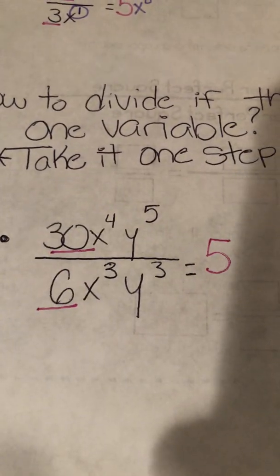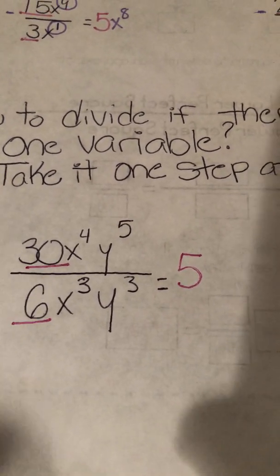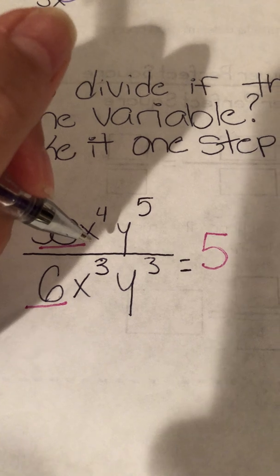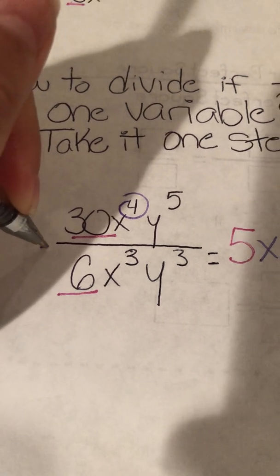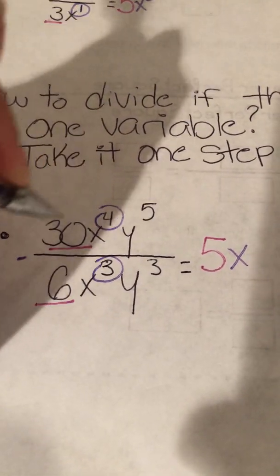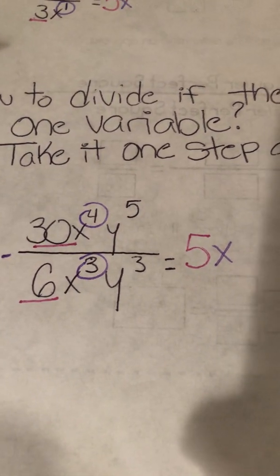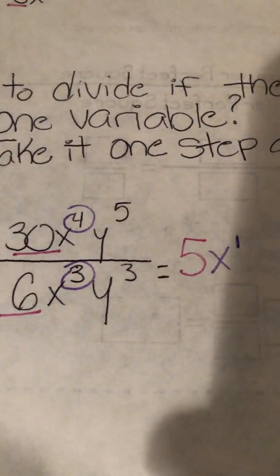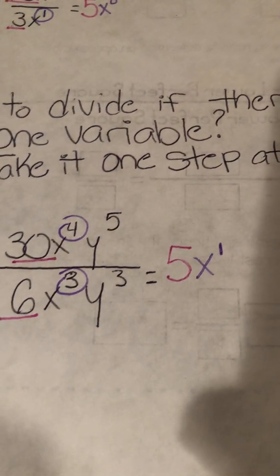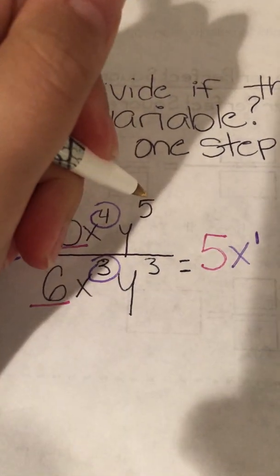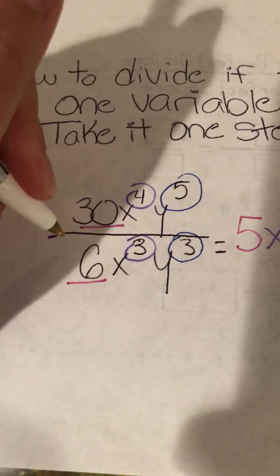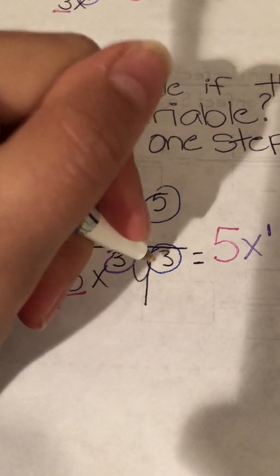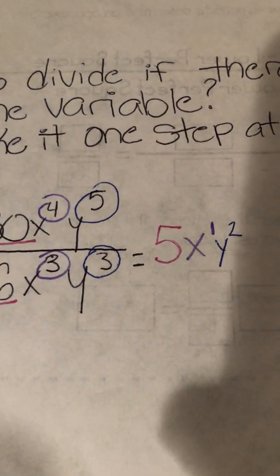And our second step is to work one variable at a time and subtract their exponents. So I'm going to work on the x's first. 4 minus 3 is 1. So x to the first would be that variable. Then I work on my second variable, y. Y to the 5th and y to the 3rd, and you do the subtraction. 5 minus 3, that's 2. So 5x to the 1st, y to the 2nd would be your answer.